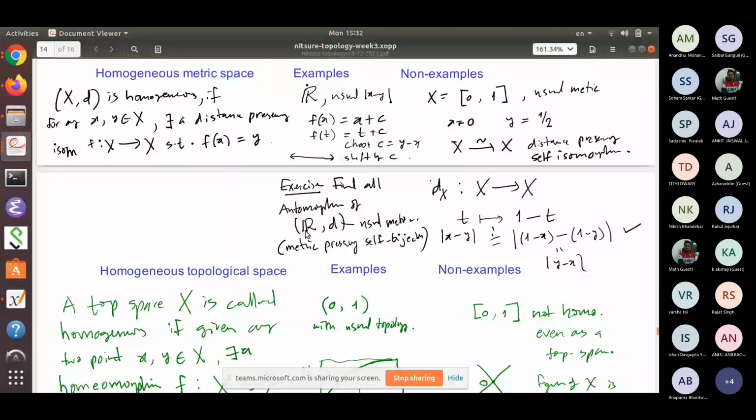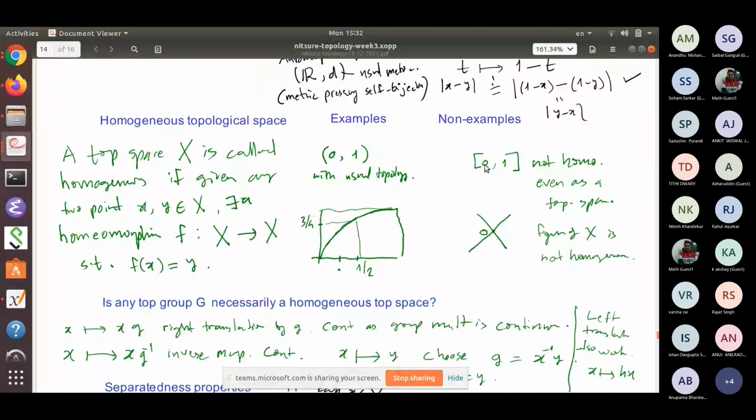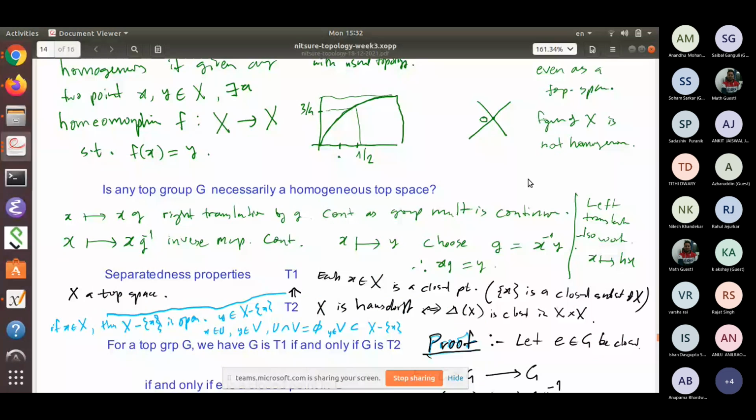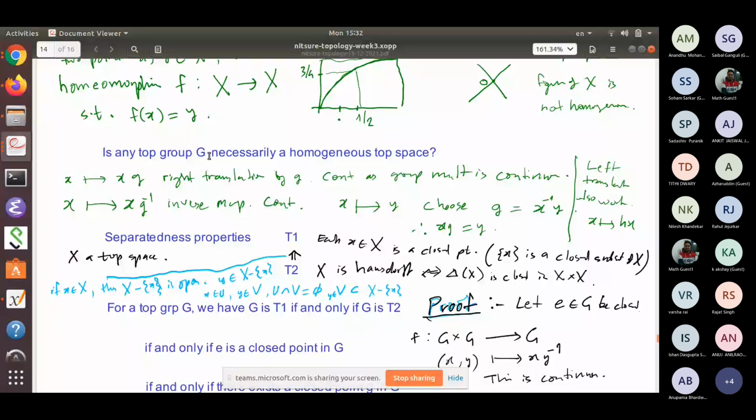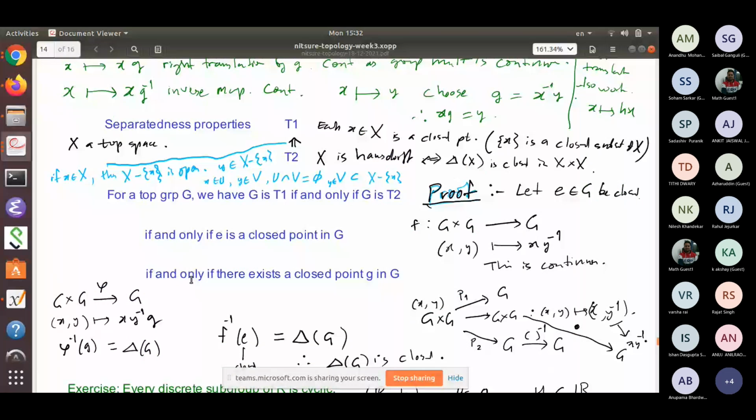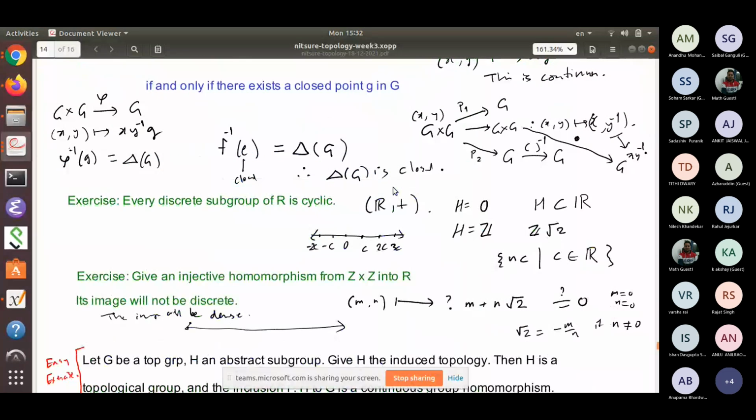And then homogeneous topological spaces. And I asked you whether the closed interval [0, 1] is homogeneous. You are supposed to prove rigorously it's not. And whether the underlying topological space of a topological group is homogeneous. Yes, by translations. We talked of separatedness properties T1 and T2. T2 is Hausdorff, T1 means every point is closed. And we showed it's the same for a topological group.